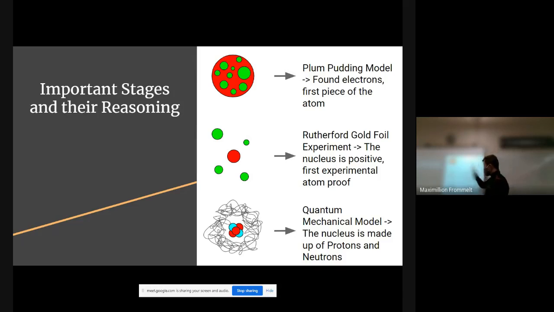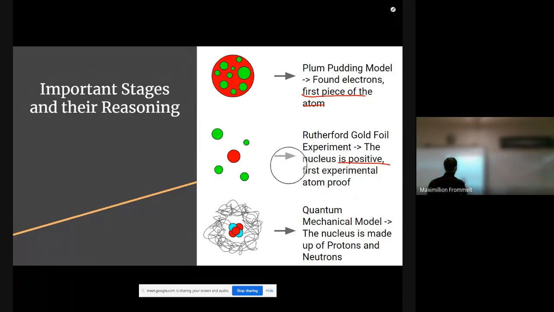The other main three stages I wanted just to reinforce is, again, the plum pudding model. We had found electrons, which revealed to us kind of the first piece of the atom. That was our first piece that we had found. What happened at the next stage was the Rutherford gold foil experiment. This is where we found out that the nucleus is dense and positive. This was also our first experimental proof we had on the atom. And then our quantum mechanical model then proved that the nucleus is made up of protons and neutrons.